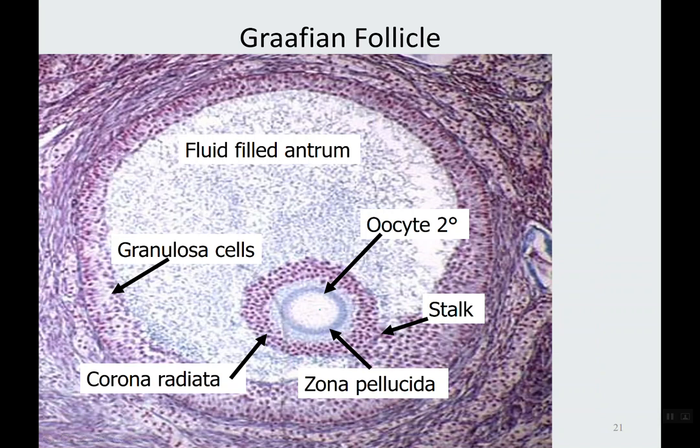Okay, so here's the corona radiata again. The zona pellucida is thickened in the secondary oocyte. And we have this little stalk here, or neck, that connects the corona radiata to the cells of the wall. And another name for that stalk is the cumulus oophorus. So you may see that if you use somebody else's Quizlet, for example.